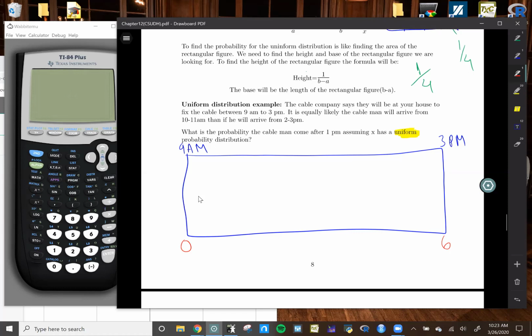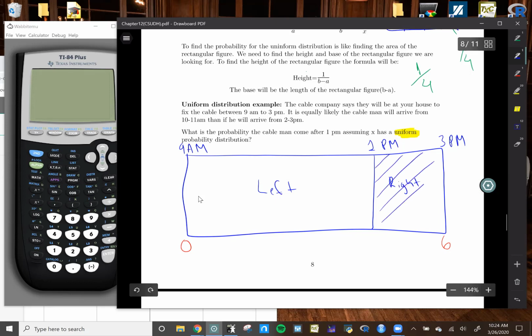All right. So if you look right here, it says we want to find the probability that the cable man comes after 1 p.m. So 1 p.m., we're going to say it's somewhere over here. So that's 1 p.m., and we'll put a little bar right here. If we want him to come after 1 p.m., should I shade the left side or the right side? Right. Yeah, good. Everybody good? Why we shaded the right side?